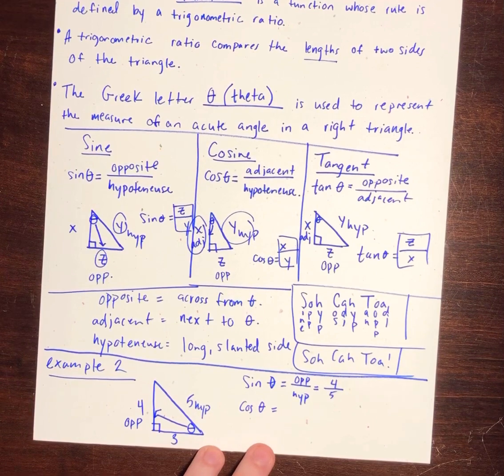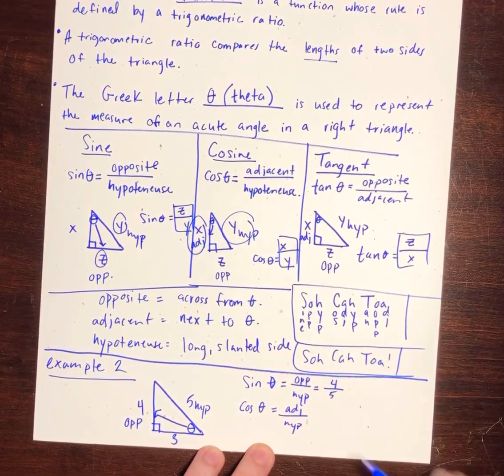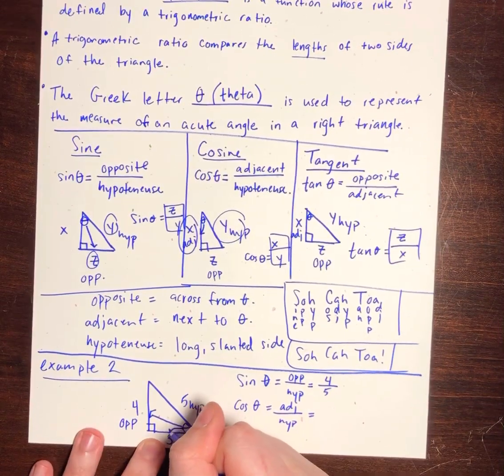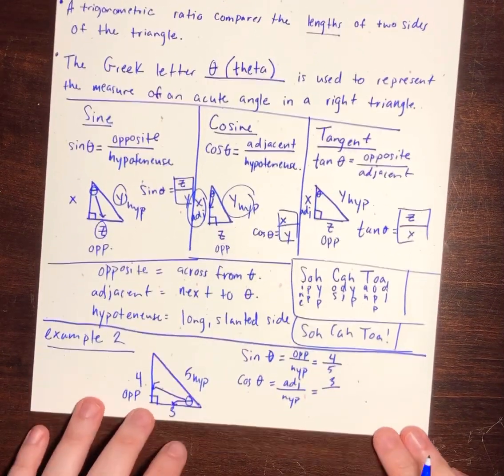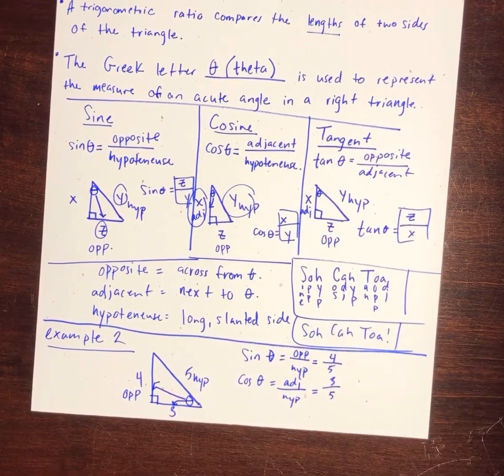And let's find cosine of theta. So cosine, we know that is adjacent over hypotenuse. So here's my theta. What's right next to it? Right down there. That's the 3. So that'll go on the top there. And then hypotenuse, same thing, still 5. It goes on the bottom.